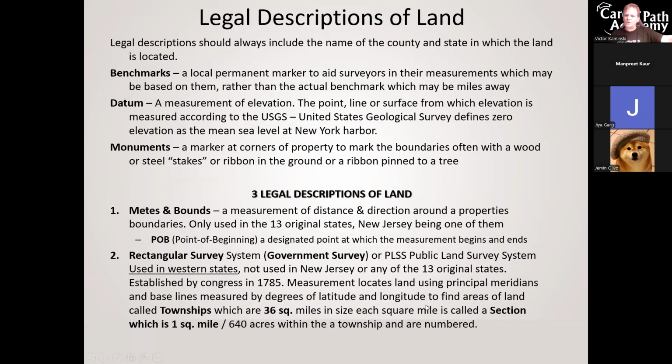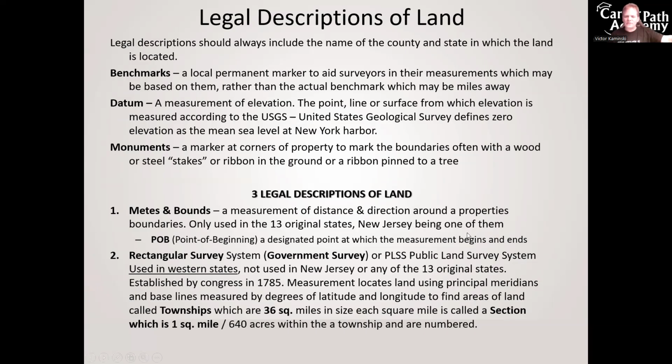You ever see the globe in your classrooms in school, and they have those imaginary lines drawn on them? Well, those are the degrees of latitude and longitude. They define areas of land known as townships, which are 36 square miles in size, and within them there are numbered sections. The numbering starts in the upper right-hand corner, 1, and it starts counting to the left, 1, 2, 3, 4, 5, 6, and then it starts counting to the right, 7, 8, 9, 10, and so on and so forth until you count 36. I'll show you that in a moment. A section is 1 square mile.